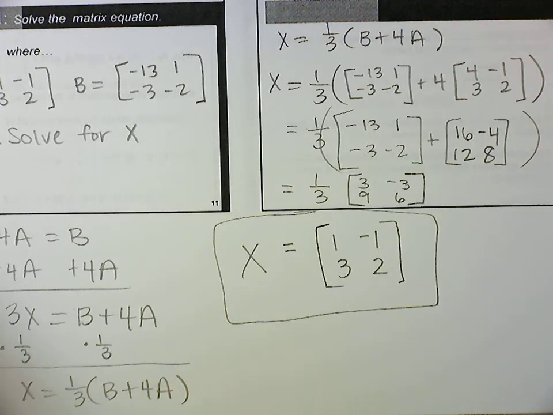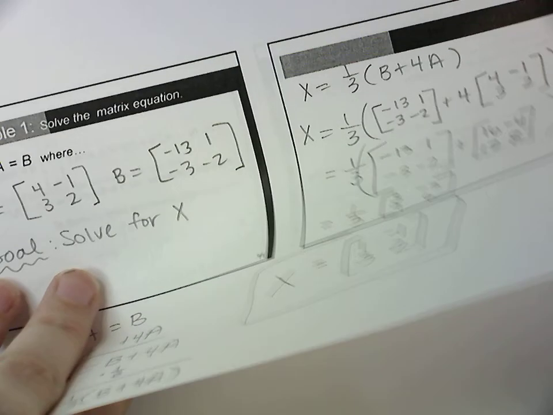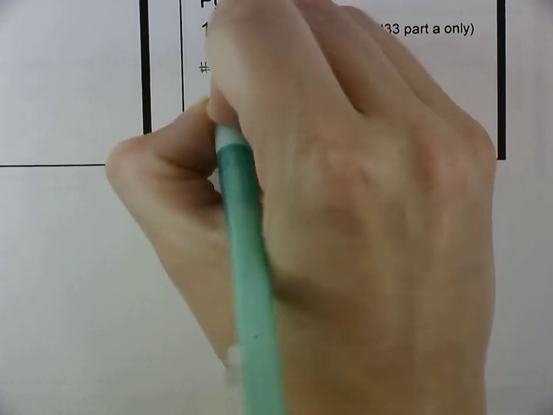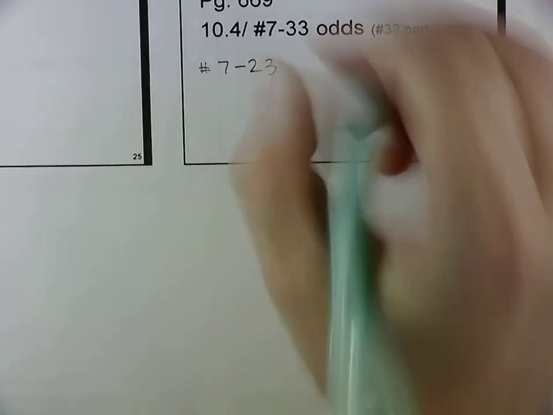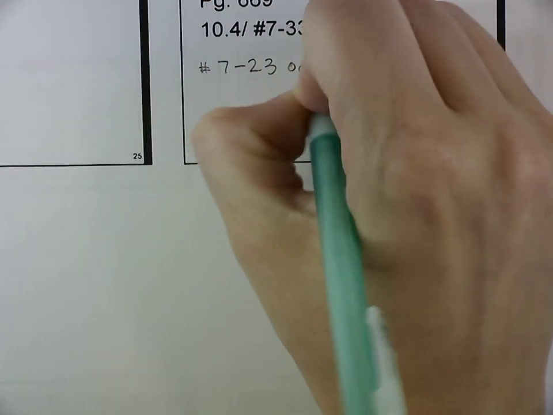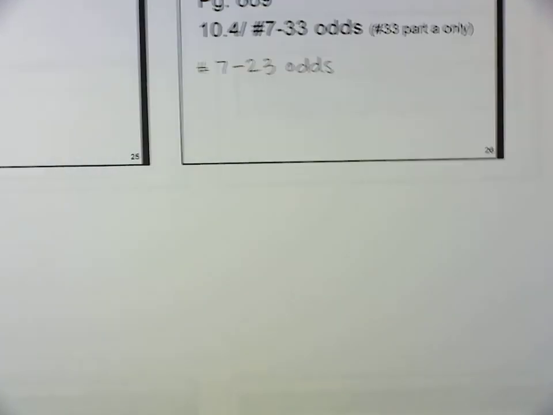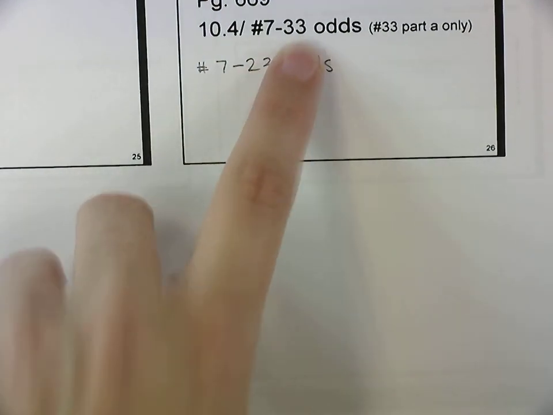And then let's go ahead and flip to our last slide. Okay, so for the rest of the time, I'm just going to give you time to work on your homework from yesterday that you didn't finish and part of today's. So what we covered today was number 7 through 23. So you're going to do 7 through 23 odds, and then we'll cover the rest of this section tomorrow.